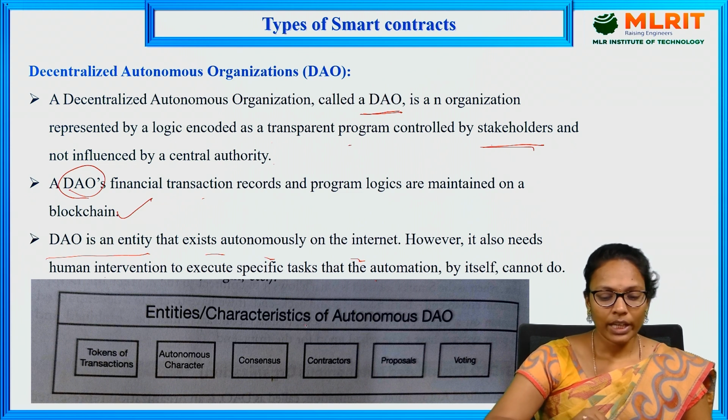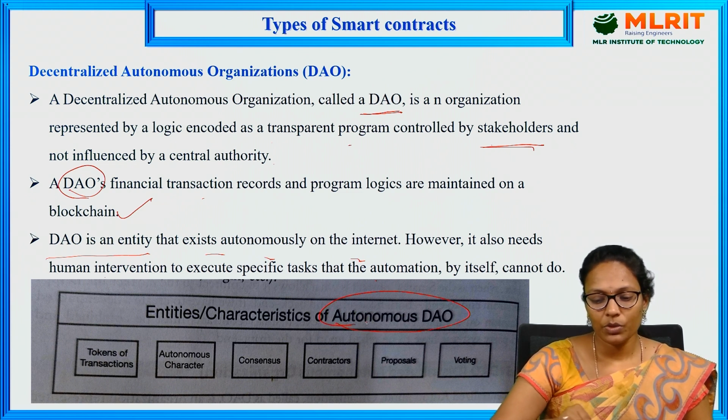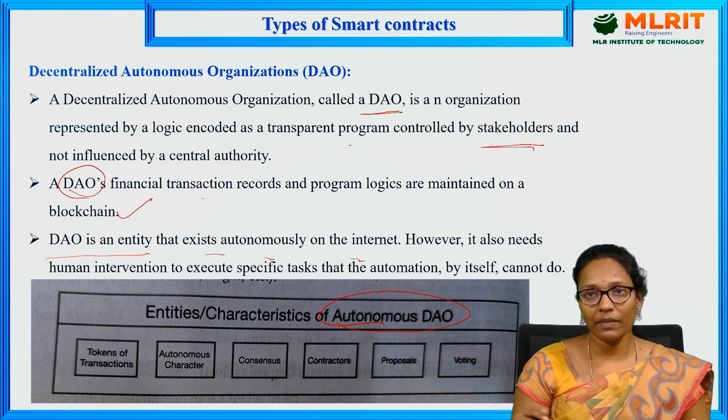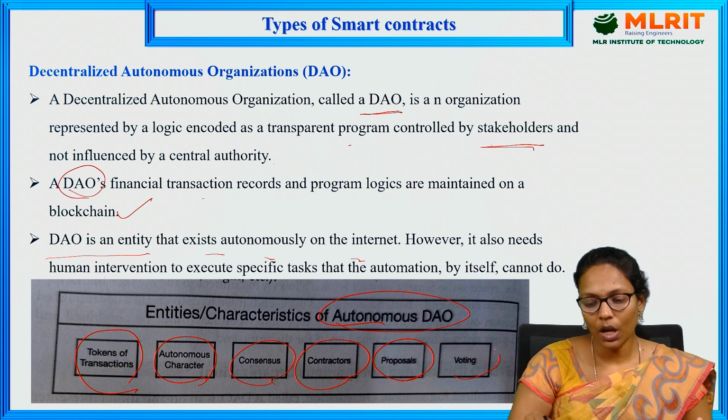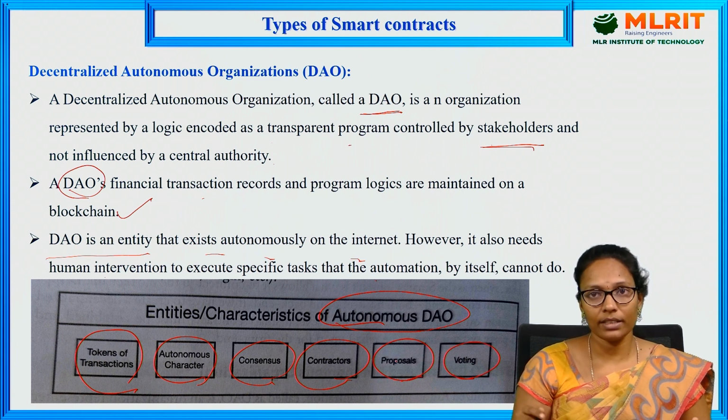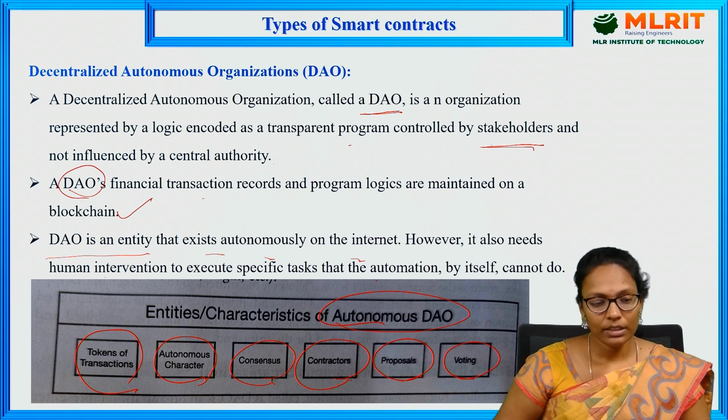So, entities or characteristics of an autonomous DAO. For this DAO, we have some characteristics. One is tokens of transactions, autonomous character, consensus, contractors, proposals, and voting. We'll see what these characteristics are and how they are useful inside a DAO.